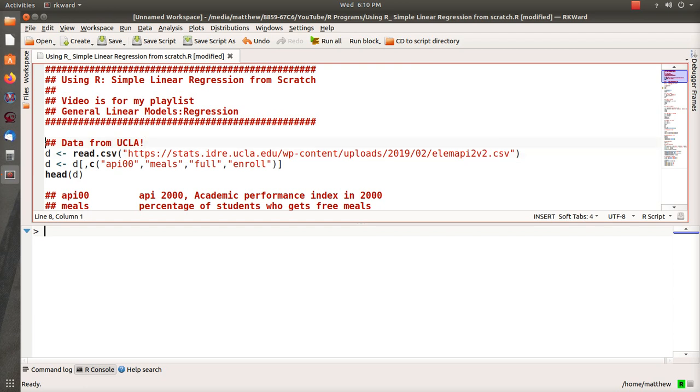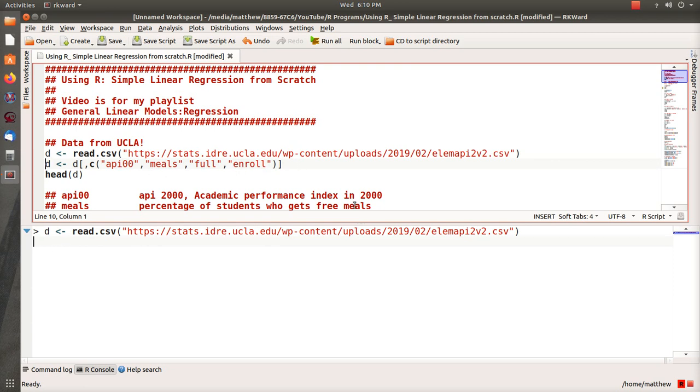Now I'm using data from UCLA. They have a consultant group at UCLA. They have data that I'm assuming we can use because they provide links to it. They have a great tutorial for different software packages, and we're just going to use one of their data sets. So I read in the data, and I'm going to create a smaller set of that data. Wow, it seems to be taking a little bit longer to read than usual.